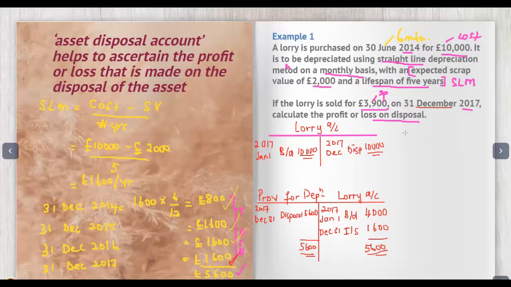Now, thirdly, the final account that we have to prepare is called the disposal account. In your disposal account, you basically transfer all the information from your lorry to here, and then you transfer the provision to here, and you also transfer the selling price, the third step, which is 3,900.